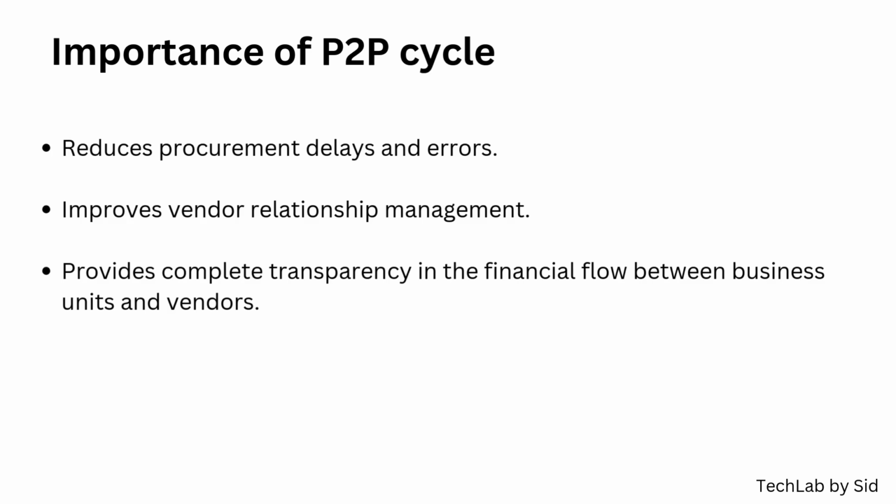The P2P cycle also ensures compliance with corporate policies, legal requirements, and supplier contracts. This helps reduce risks related to non-compliance, disputes, and financial inaccuracies. Systems like SAP MM document all transactions, ensuring transparency and alignment with internal controls.